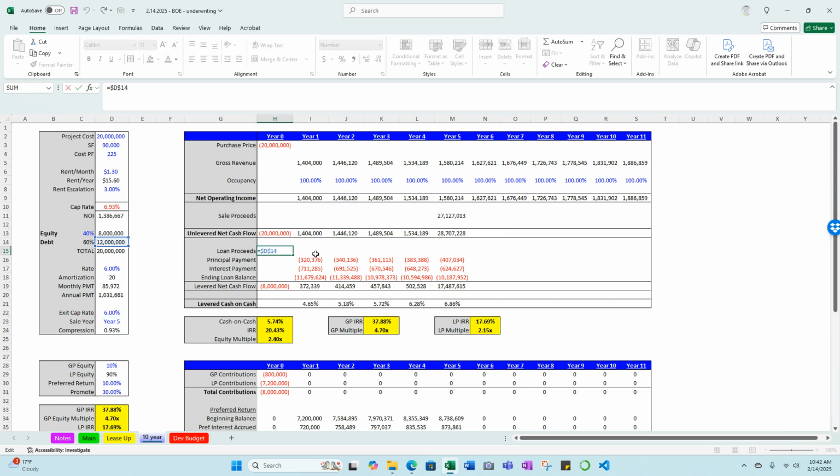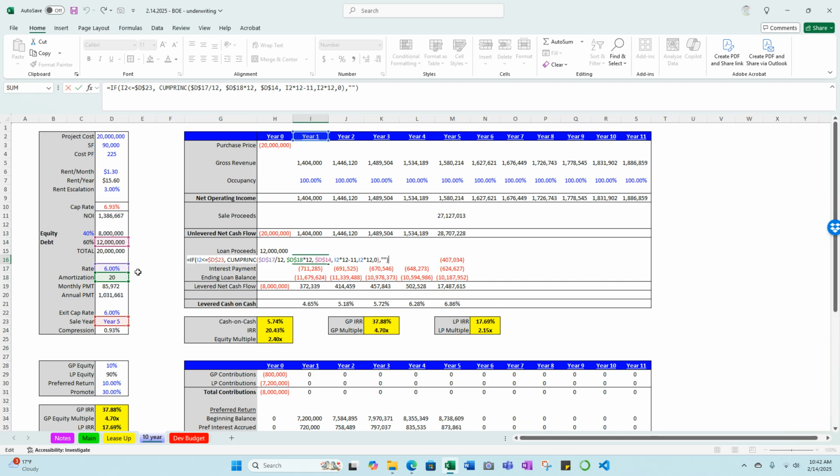Loan proceeds, we take that from the loan amount on the left, in the assumptions. Principal payment, this gets a little bit more tricky. And again, you can pause the video here. This is simply dragging across, so it's not too complicated once you get the hang of it. But first we reference year 1 less than or equal to sale year. We do the cumulative principal.